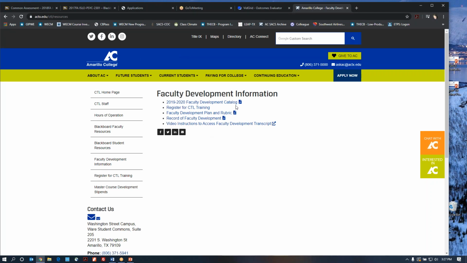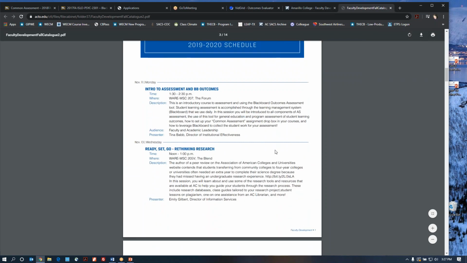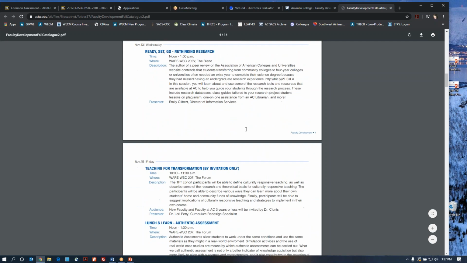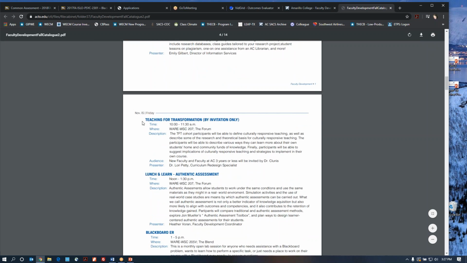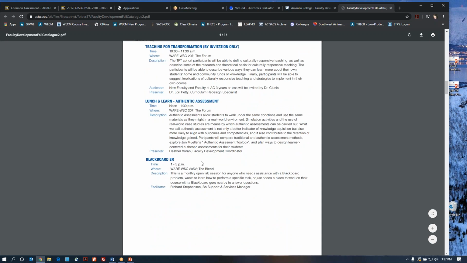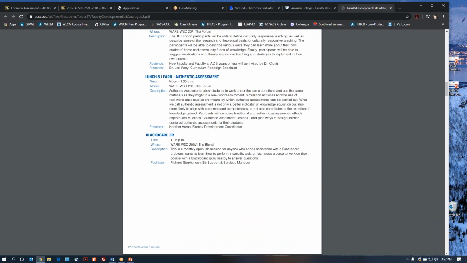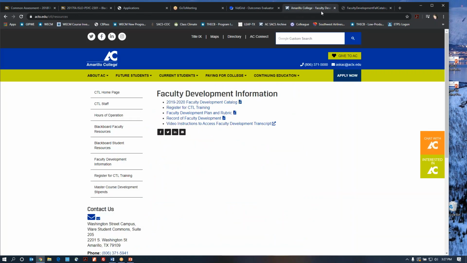So we've got resources here for them. We've got a catalog that goes over all of the sessions for faculty. Also assessment sessions are in here. I'm the first one here on the page. And then we've got engagement techniques, teaching for transformation. That's an entire institute that we offer to faculty. And we'll do that year to year. We've got lunch and learns, information about Blackboard help. And so Google for Educators certification, and so that's something that is there for faculty as well.